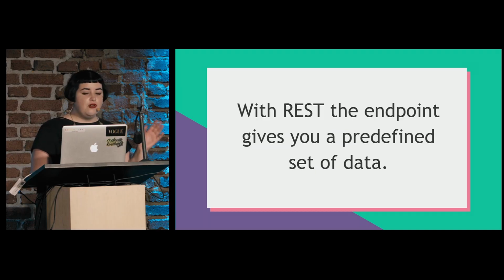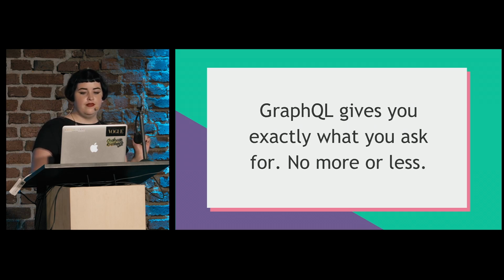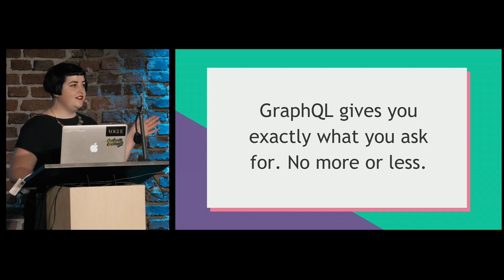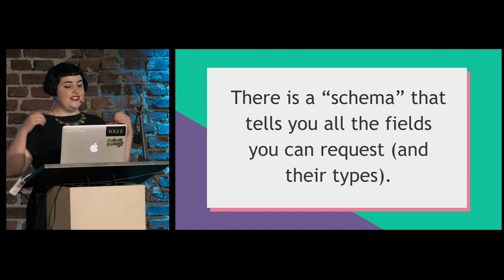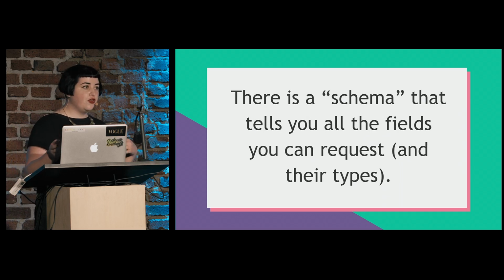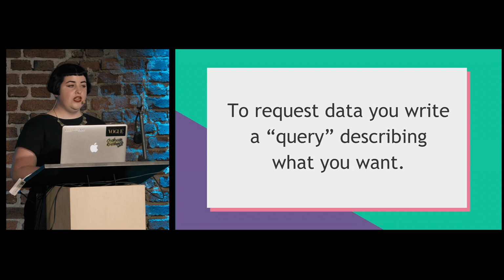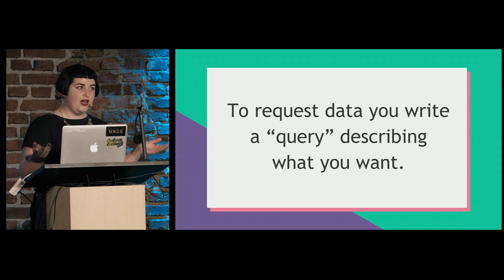With REST, the endpoint is going to give you a predefined set of data for that endpoint. So the articles endpoint will give you a set of fields that you'll pretty much always get for an article. And you don't have any say in what fields those are. GraphQL, meanwhile, will give you exactly the data that you ask for, no more and no less. So you can control what fields you get back from the API. There's a schema in GraphQL that tells you all the fields that you can request and their types. And then when you want to request these, you write a query that describes what you want. So you basically write like a shopping list saying, I want these pieces of data, please give them to me, GraphQL.